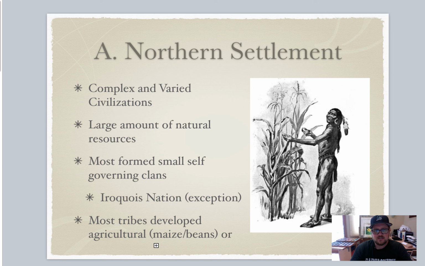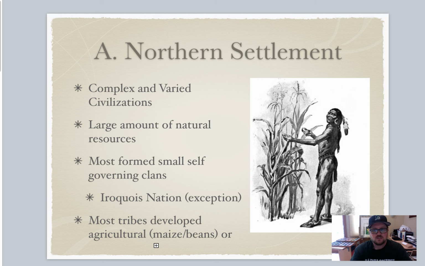Most of these clans and most of these tribes were very small, as in they weren't living in large population clusters, and most of them formed small clans that kept to themselves. There were some exceptions to that. Again, there were some larger tribes up in the Mississippi Valley area. We'll get to that in a little bit.